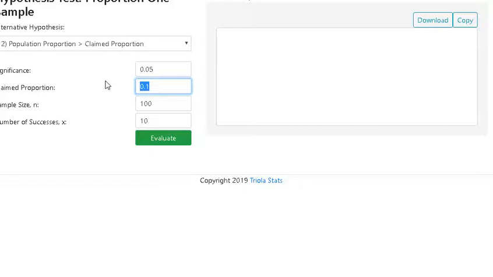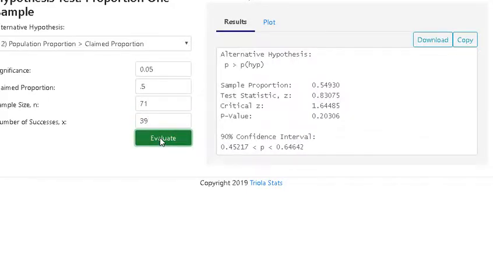Significance level, 0.05. We got that. Claimed proportion. Claimed proportion comes from your null hypothesis. It's 0.5. Our sample size was 71 people in this study. And the number of successes is perversely defined as those 39 people who didn't quit smoking. Click evaluate here. We get all kinds of great information.